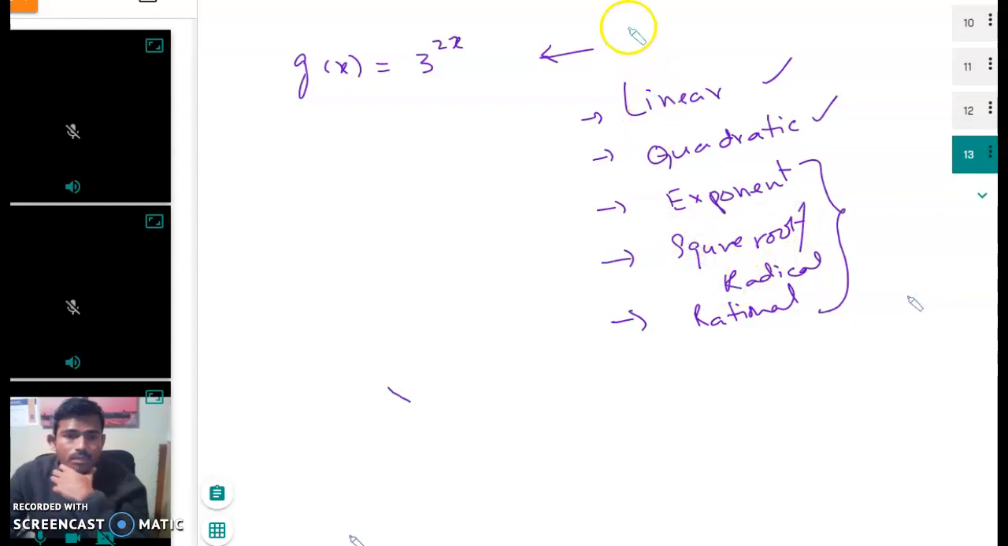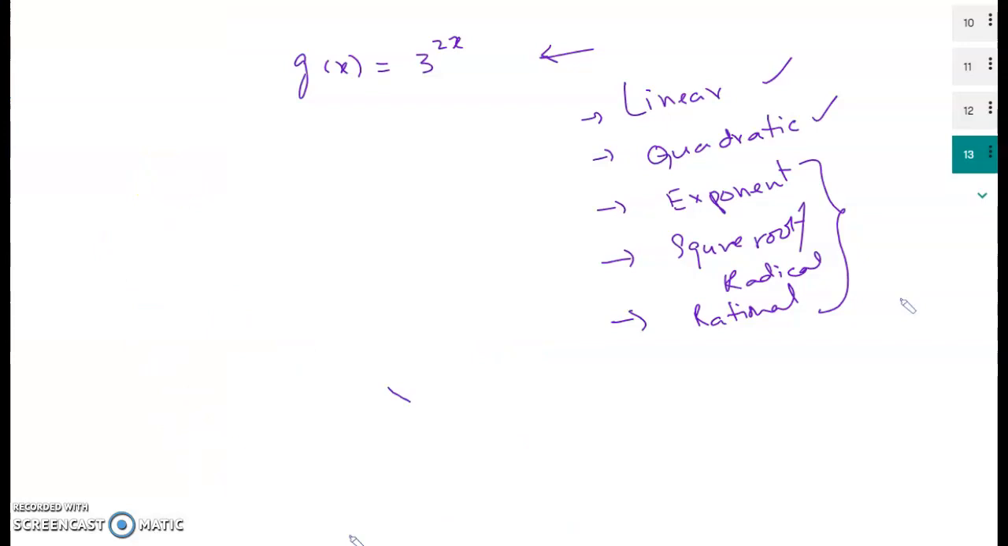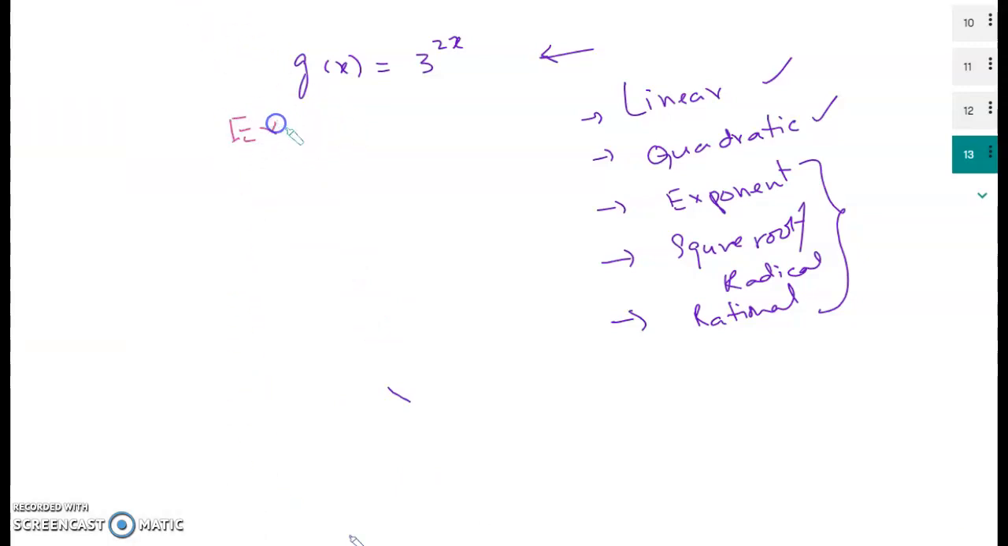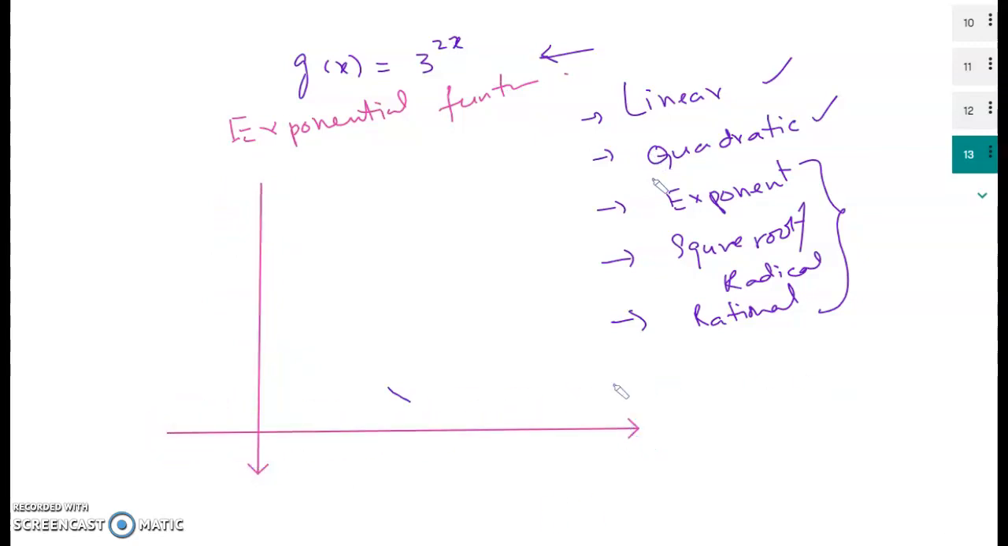But at this time, right here, we have what's called an exponential function. Let me change my color so you can see it. This one is called the exponential function. Exponential functions, the graphs normally look like this. Let's say if I put a graph like this, the graph of an exponential function in general shows like this.